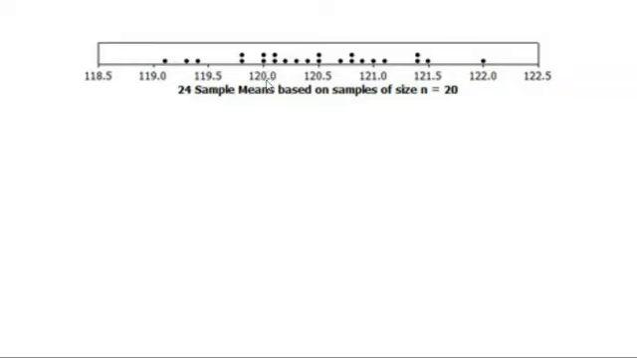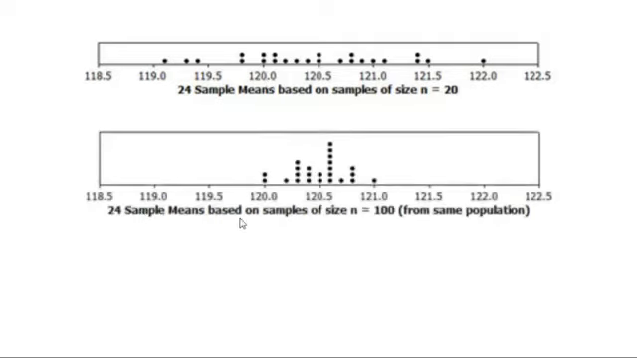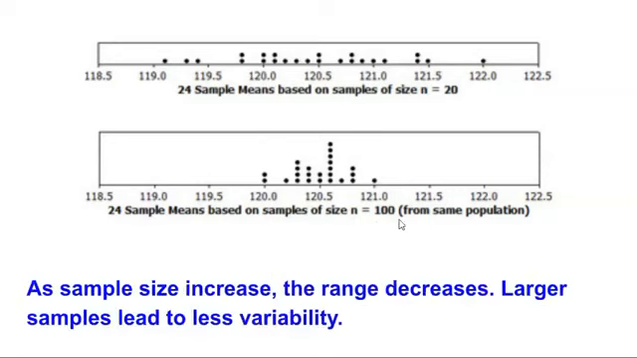So then in the lesson, we look at 24 sample means of a sample size where n is equal to 100. So what has happened here is Fred changed what he was doing. And this is from the same population as before. So instead of every hour taking out 20 flares and finding the average burn time, every hour he decides to take out 100 flares and burn all of those and take the average burn time. So what we can see here is that when the sample size increased, the range decreased. So the larger samples lead to less variability.